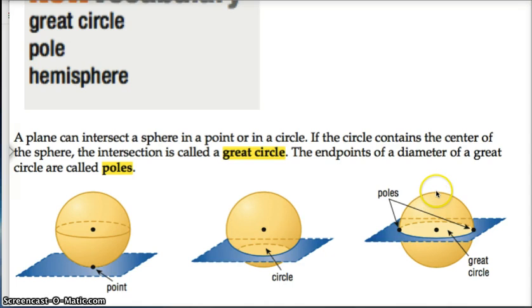The poles would be the ends of the diameter of a great circle in a sphere. Anytime you have the endpoints of a diameter of a sphere, and that's a line that goes from one point in the sphere to another point, but through the center, those two endpoints will be the poles.